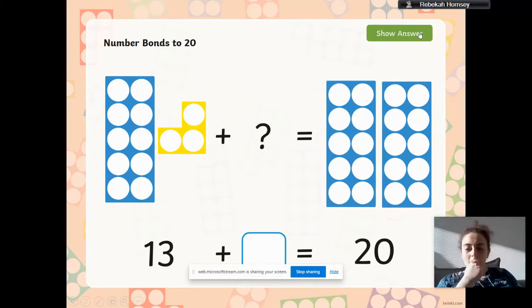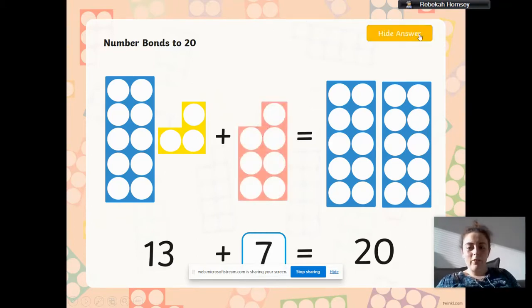What about 13? What do we add to 13 to make 20? Can you have a go at home? 13 add 7 equals 20.